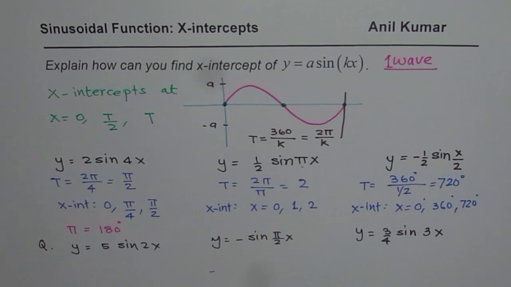I hope that gives you a good understanding of how to find x-intercepts for a sine wave which has been vertically or horizontally stretched or compressed. Thank you and all the best.